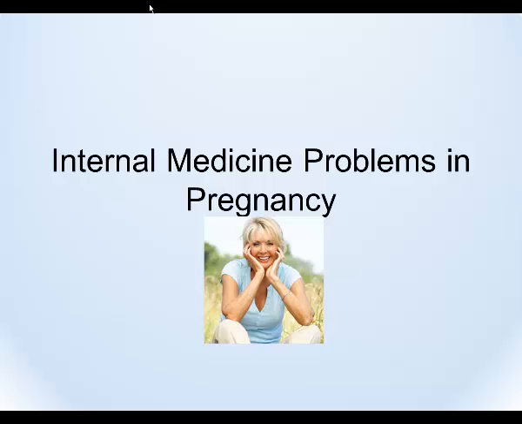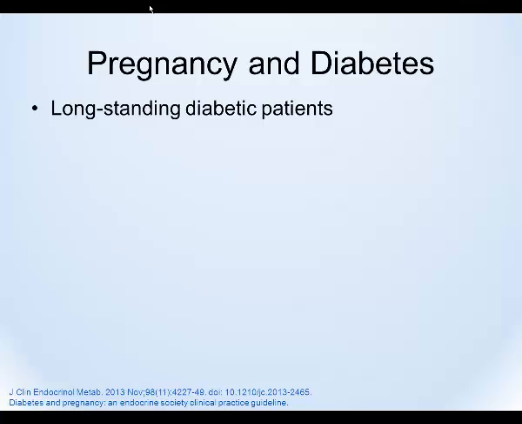Internal medicine problems in pregnancy. So what's safe to use for diabetes in pregnancy? What anti-glycemic agents? Insulin, always a good choice. That's one of the first line options. But let's say somebody can't use insulin. Sulfonylureas are the second option as well.